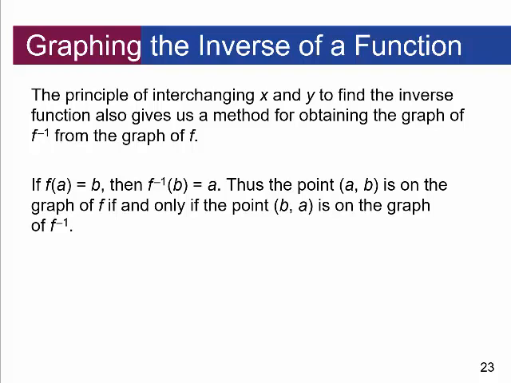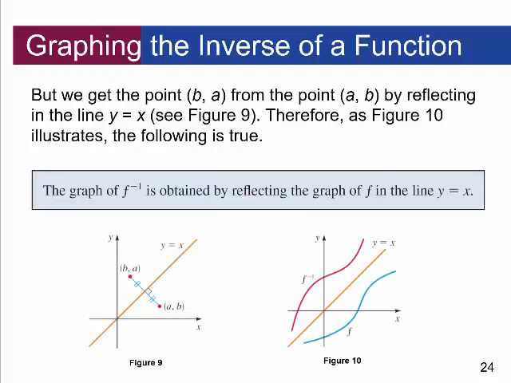So if you have the original function and you want to graph its inverse, you literally just flip the ordered pairs. We get the point (b, a) from the point (a, b) by reflecting in the line y is equal to x. So as figure 10 illustrates, the graph of f inverse is obtained by reflecting the graph of f along the line y is equal to x. So if in blue here, this is my original graph, and here's the line y is equal to x, the inverse function is just the flip of it right here, the reflection along this line.